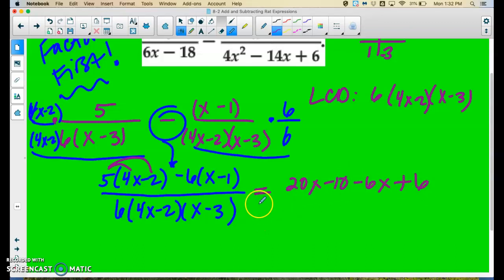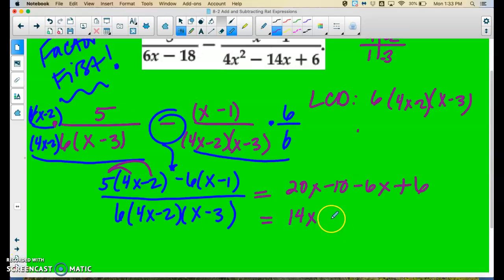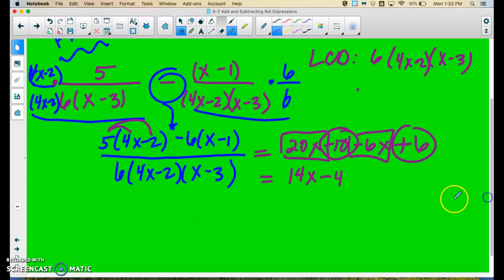And let's go ahead and combine those like terms. So it looks like this is going to be 14x minus 4, because I put these together, the 20 minus the 6x. And then we have the negative 10 and the plus 6. And it looks like we can probably factor that, right? We can take out a 2 here. So if we take out a 2, then we get 7x minus 2. Now let's go ahead and put this over our denominator.